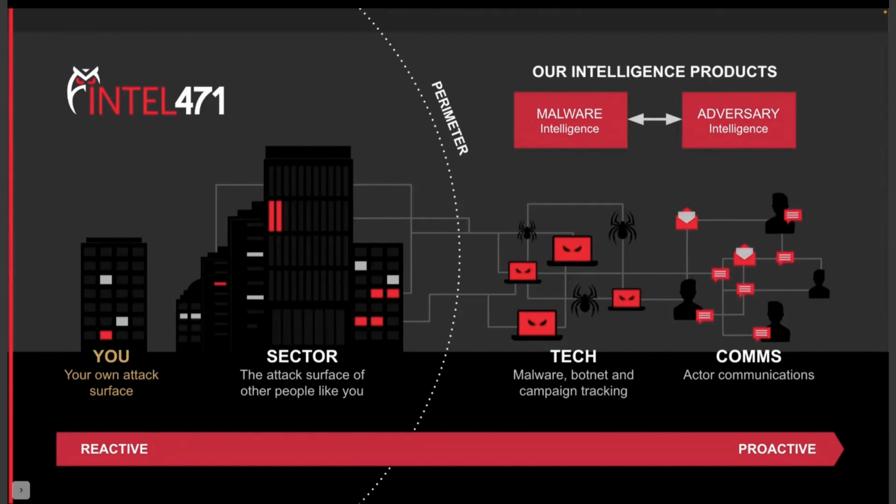So again, just really quickly here, naturally a lot of organizations now do have a firm understanding and monitoring around their specific attack surface, their various digital assets.